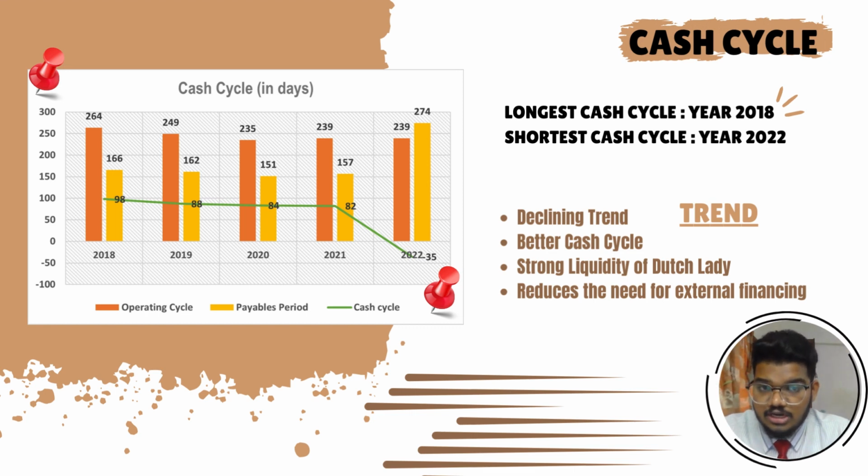In the year 2020, Dutch Lady will have a negative cash cycle because the amount of cash it is able to collect from its customers will be more than the amount it needs to pay the suppliers. A further illustration of the effectiveness of the management of receivables and payables is provided by this negative trend. As a result of this negative cash cycle, there has been an increase in liquidity, a decrease in reliance on external funding, and improvement in financial flexibility.